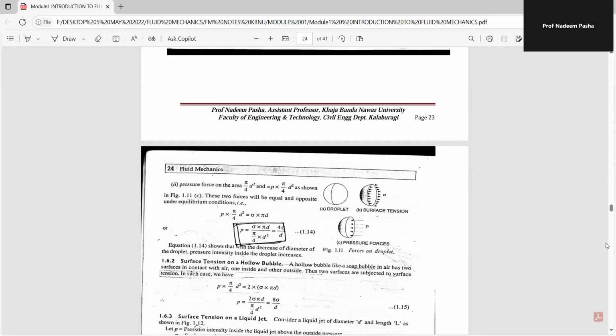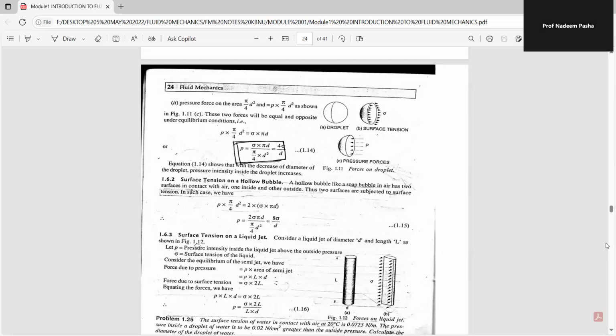If you compare this soap bubble case with the liquid droplet, all the things are the same, but the only difference is that in the case of a soap bubble, two surfaces are in contact with air, as a result of which we are multiplying the circumference by 2. That is, P into pi by 4 into d square is equal to 2 into sigma into pi d. If you do the calculation, P comes out to be 8 sigma by d.